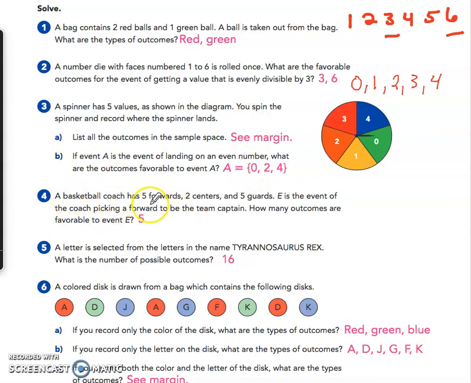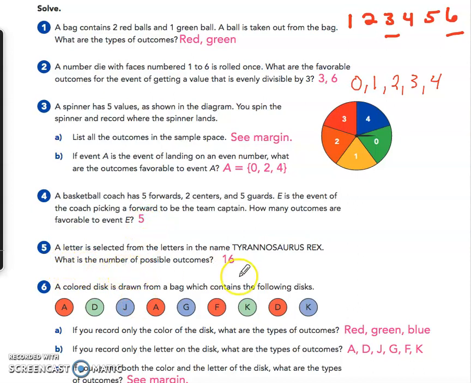Number 4, a basketball coach has 5 forwards, 2 centers, and 5 guards. E is the event of the coach picking a forward to be the team captain. How many outcomes are favorable to event E? Well, since there's 5 forwards, there are 5 favorable outcomes to event E.